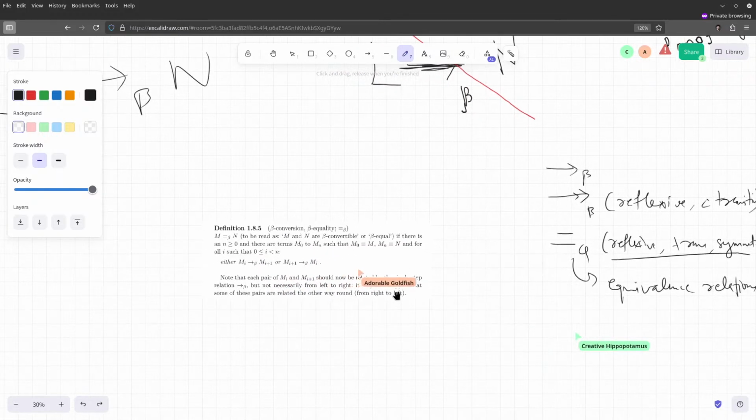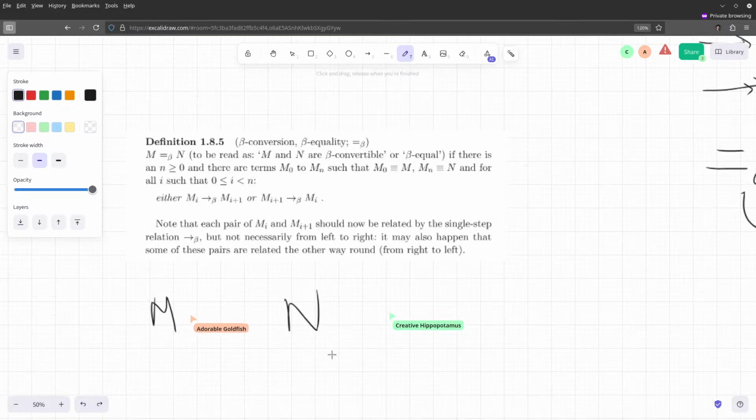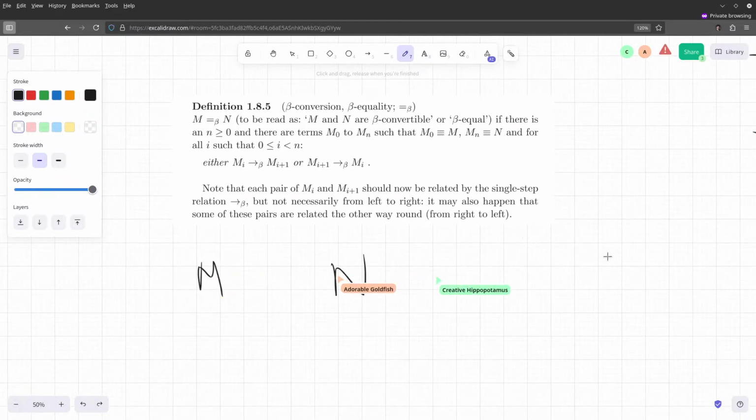What this thing does is it says if two lambda terms can be reduced to each other, right? So what this means is that if you have m and if you have n, you can beta reduce one to the other in any direction you want, either from left to right or right to left. That's what the conversion says: you have chains that go in either direction, either from m to n or from n to m. And if you have either of them, then they're beta convertible.